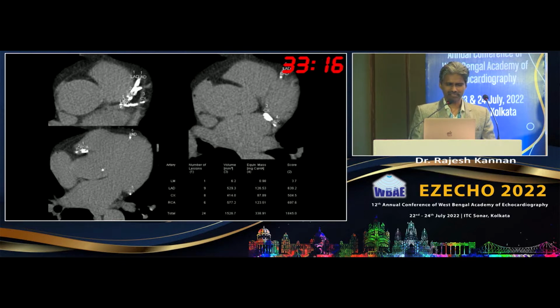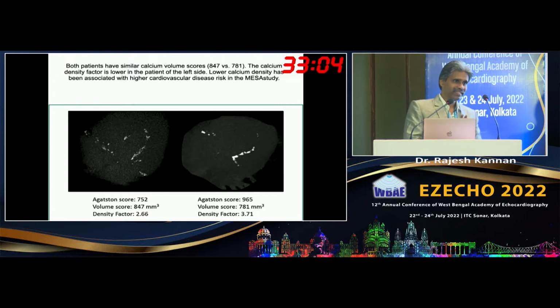This is a case with extensive coronary calcium involving all three vessels, with a value of more than 1,800, which suggests that the patient is at high risk. When looking at the calcium score, you can get a lot more information, not just the Agatston score or the values.